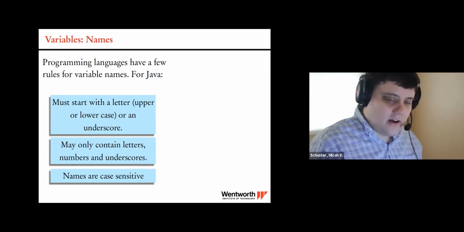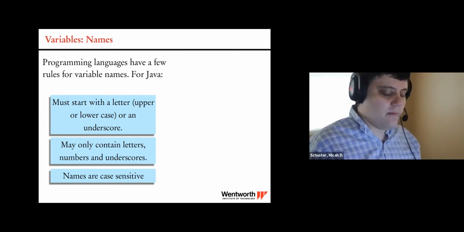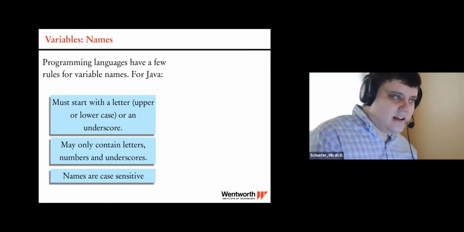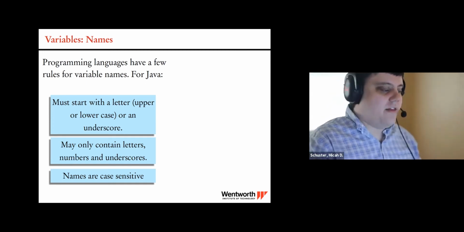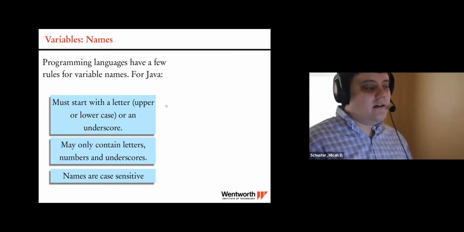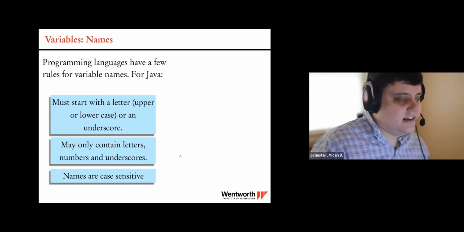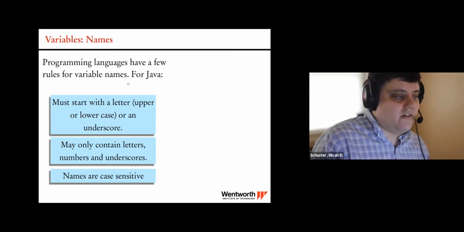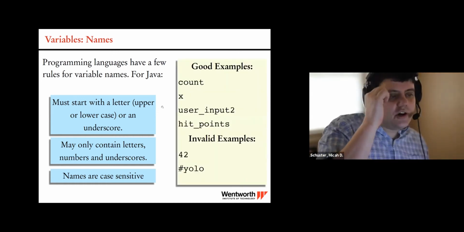So if you have some uppercase letters in a variable name, and you have the same name with some lowercase letters, they're going to mean different things. So you want to be consistent with how you use case in your variable names. Not all languages are that way. Case sensitivity doesn't exist everywhere, but for Java and for most C-like languages, it does. So here are a few good examples.